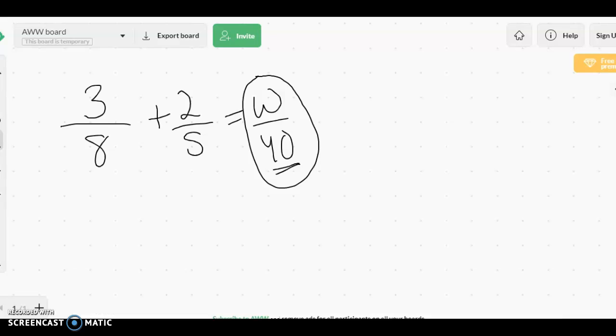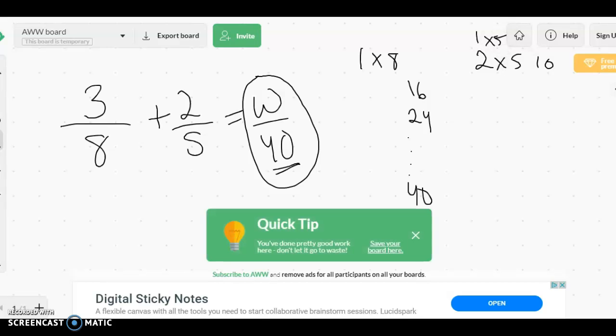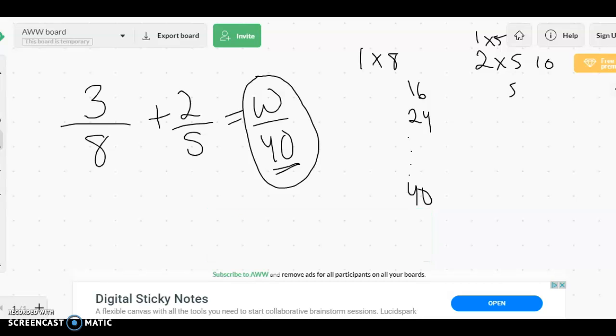And a way you could do that is working out your multiples of 8. So 1 times 8 equals 8. 2 times 8 would be 16. 3 times 8, 24. So forth and so on, all the way up. I'm just going to speed us up a little further to 40. And you would do the same thing with 5. You start with 1 times 5. 1 times 5 is 5. 2 times 5 is 10. 3 times 5 is going to be 15, 20, 25, 30, 35, and 40.